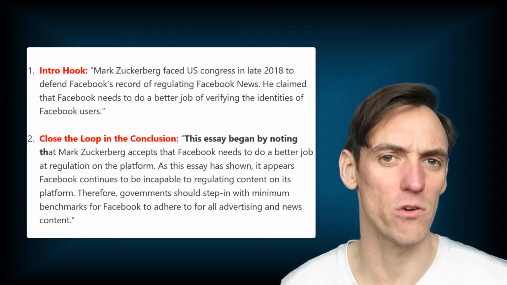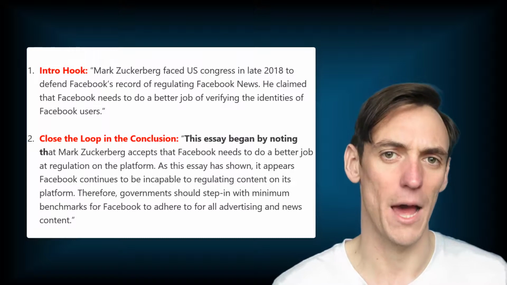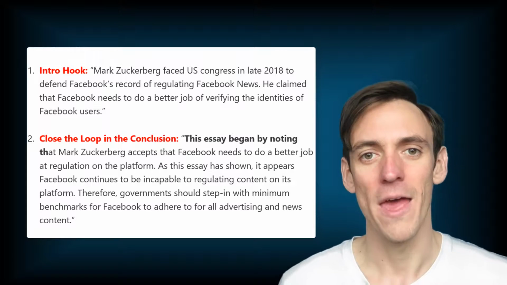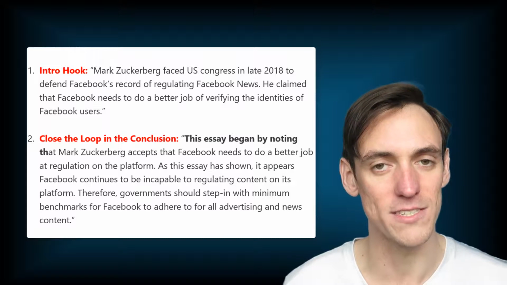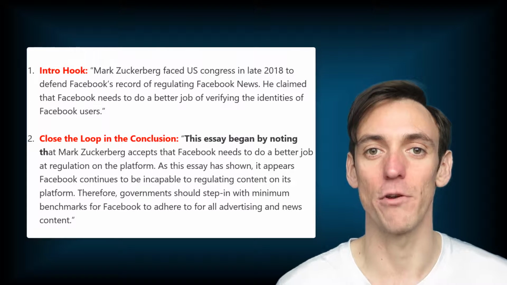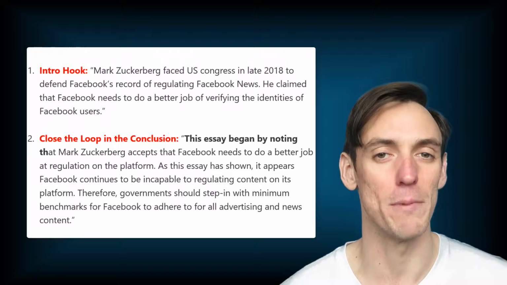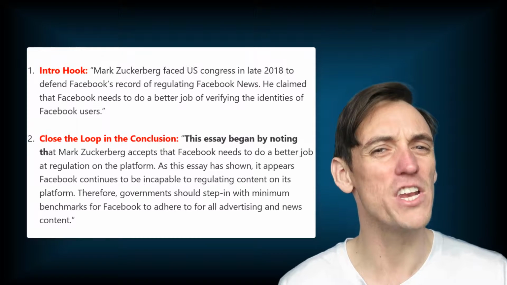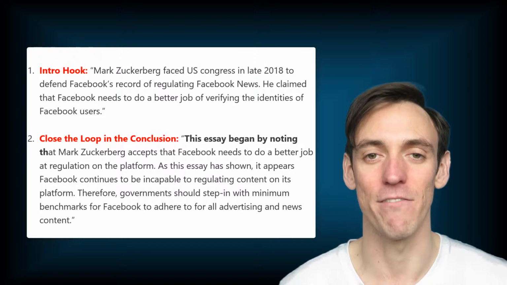So have a look at this example on the screen right now. It's a student who's talking about whether or not we should regulate Facebook. And they've talked in the introduction about Mark Zuckerberg. And they've referred back to that introduction conversation in the conclusion to say, in the introduction, this was mentioned. And in the conclusion, I'm going to refer back to that to close the loop and tie everything together now that we have a little bit more knowledge about the topic. It's a really nice, interesting way of closing off the whole essay and tying everything together neatly.